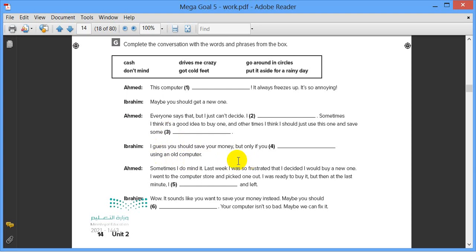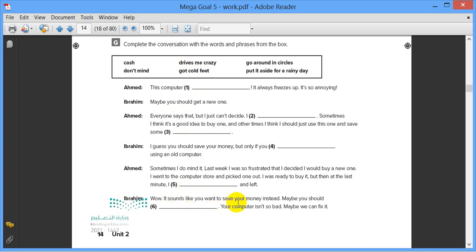but only if you don't mind. After don't mind comes gerund. Don't mind using an old computer. Ahmed: Sometimes I do mind it. Last week I was so frustrated, disappointed that I decided I would buy a new one. I went to the computer store and picked one out. I was ready to buy it, but then at the last minute I got cold feet and left. I got cold feet, to stop doing something because you are too nervous.